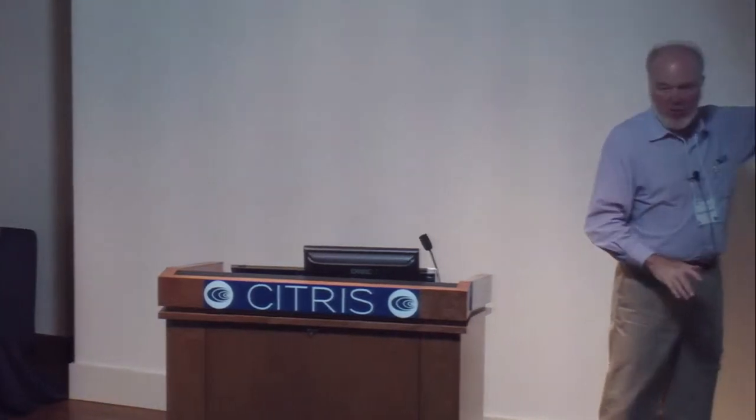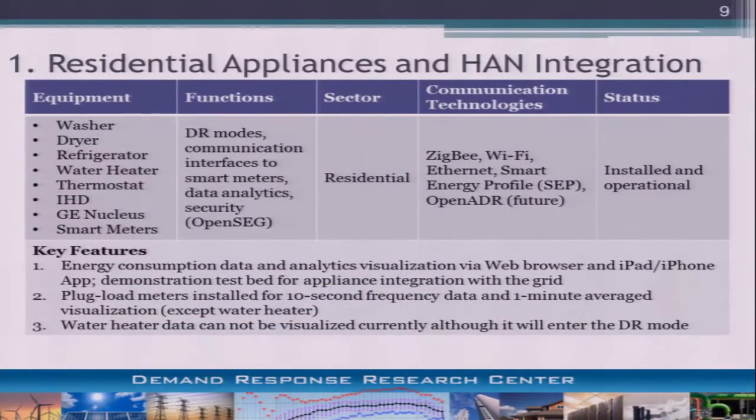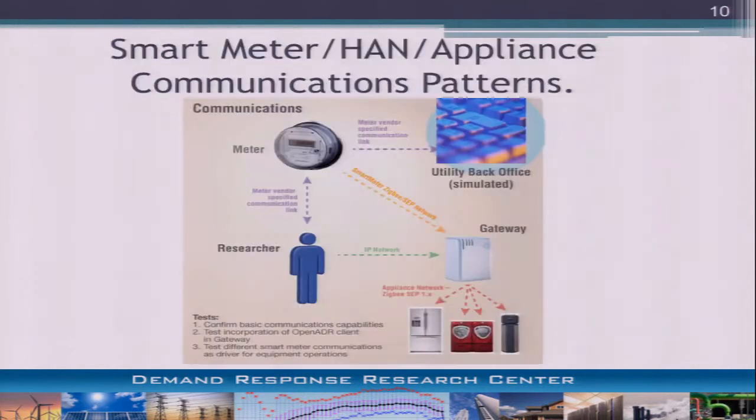So, down to the, let's get real, as they say. We have multiple implementations of all the devices you see on the right. And this particular residential appliance and HAN integration topic is looking at, obviously, devices in the residential area. One of the things that was clear to us is that in this area, there's a tension between two communication patterns that seem to have gained foothold in the marketplace.